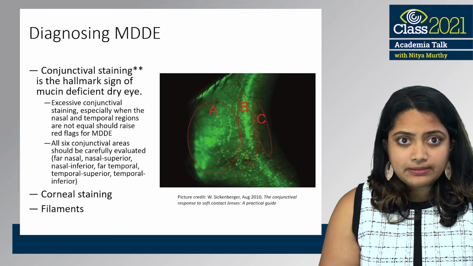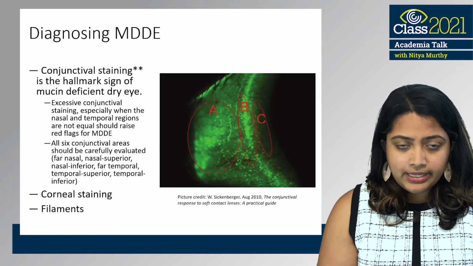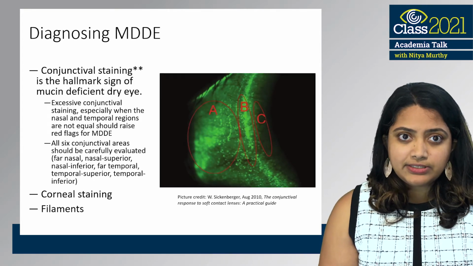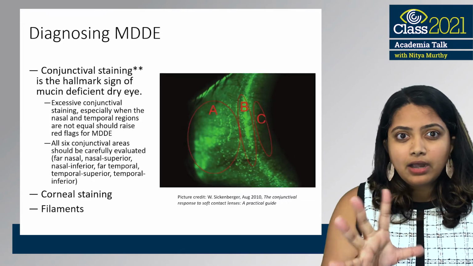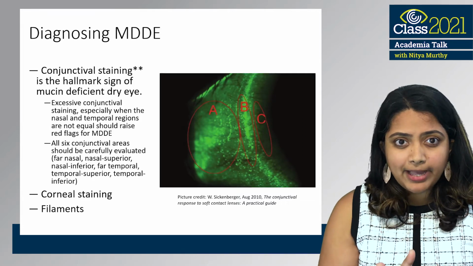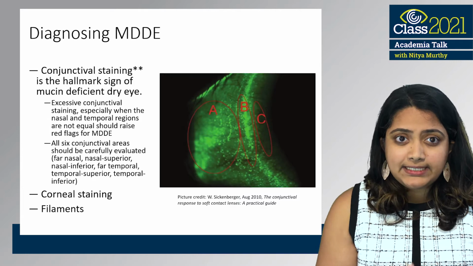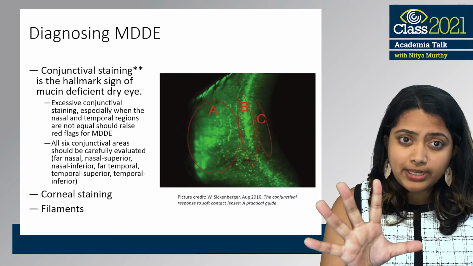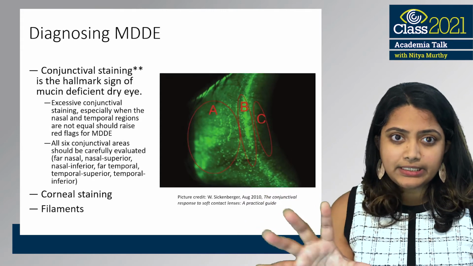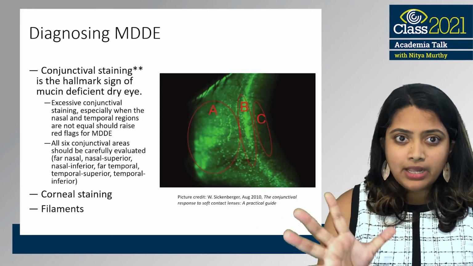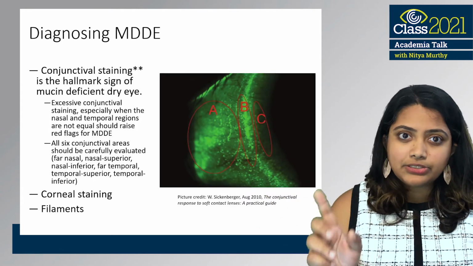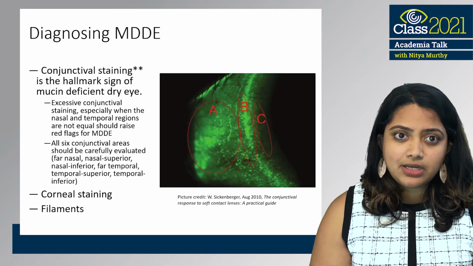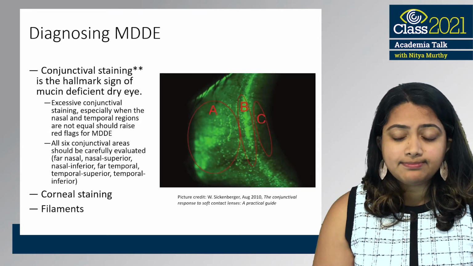Another thing that you'll see in MDDE is corneal staining. Now, of course, you see that in aqueous deficiency as well, but when you see a kind of patchy staining pattern, that's a sign of MDDE as well. It's most often located inferiorly. If you see patchy corneal staining along with conj staining, those are two great indicators that we have a mucin deficiency component here.